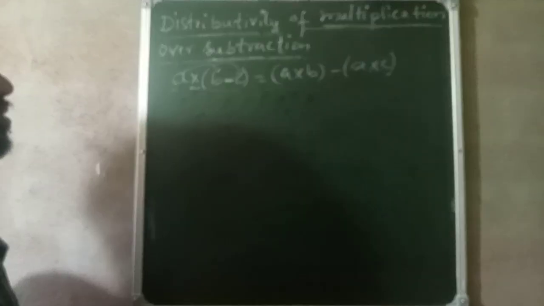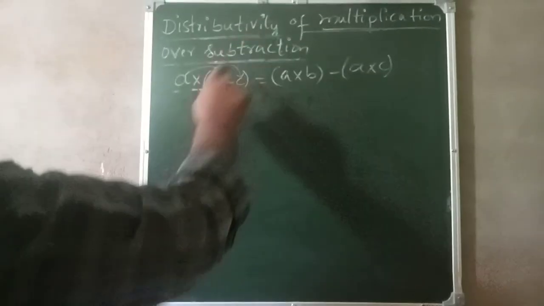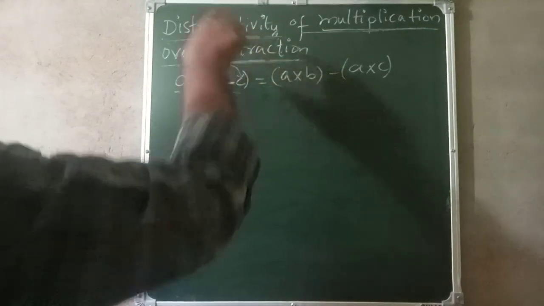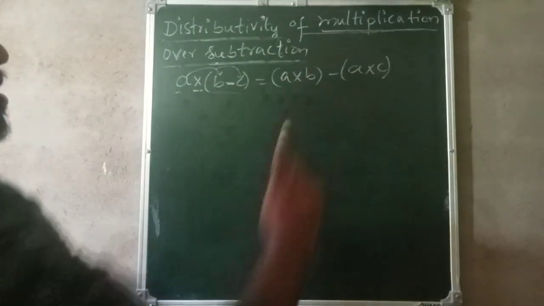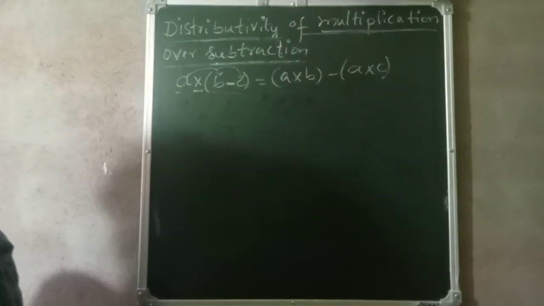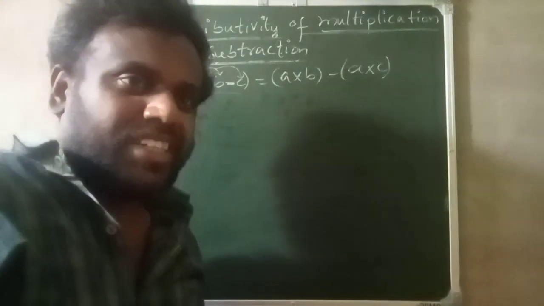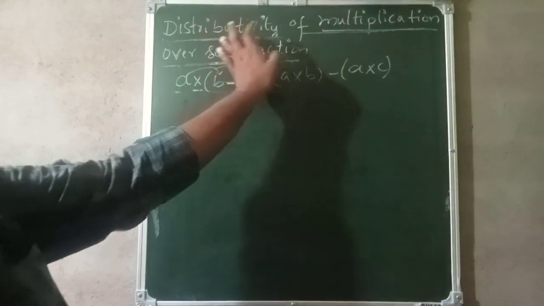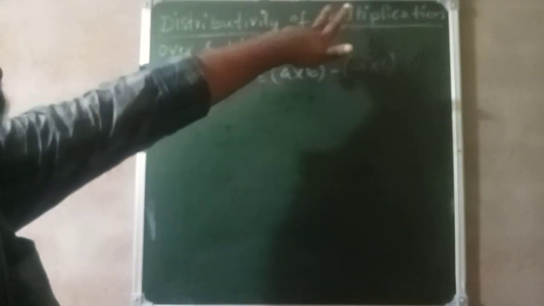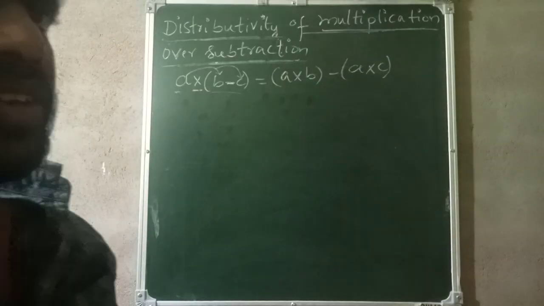Okay. Whenever you see this, you remember this. This is nothing but this, and whenever you see this headline, remember this equation. Okay. So that's why the name distributivity of multiplication over subtraction. I hope you understood what is the meaning of this distributivity of multiplication over subtraction. That's okay.